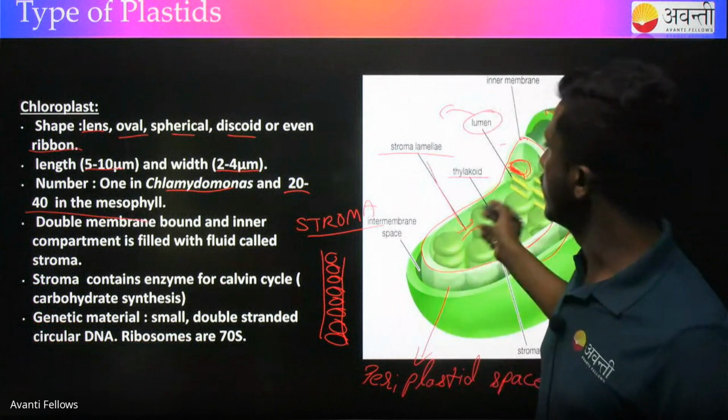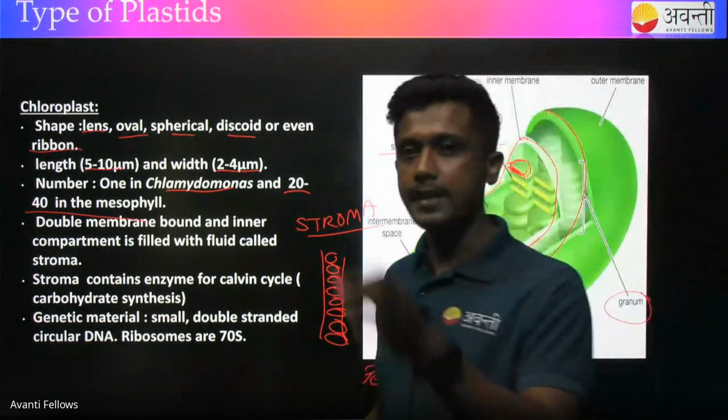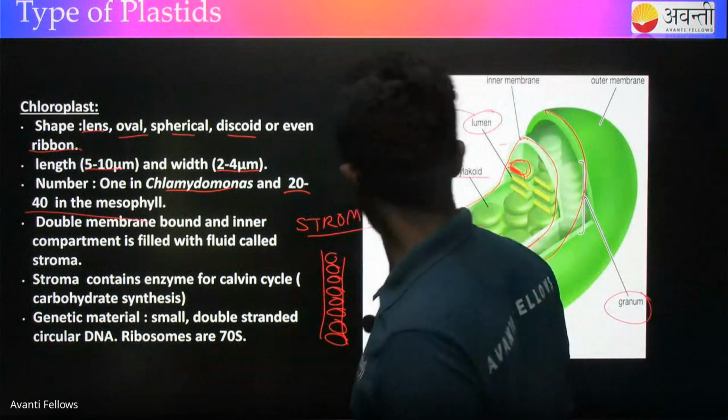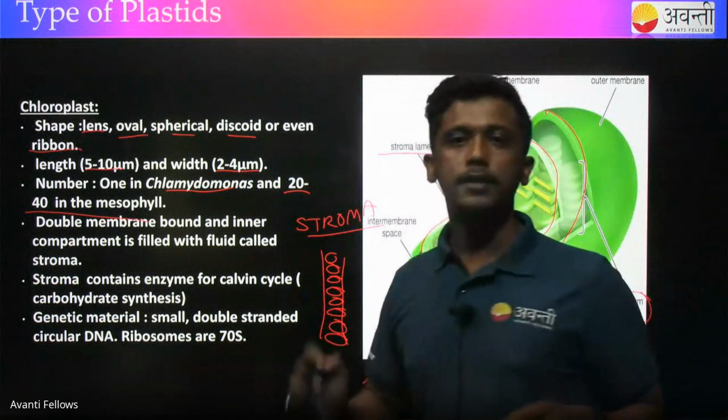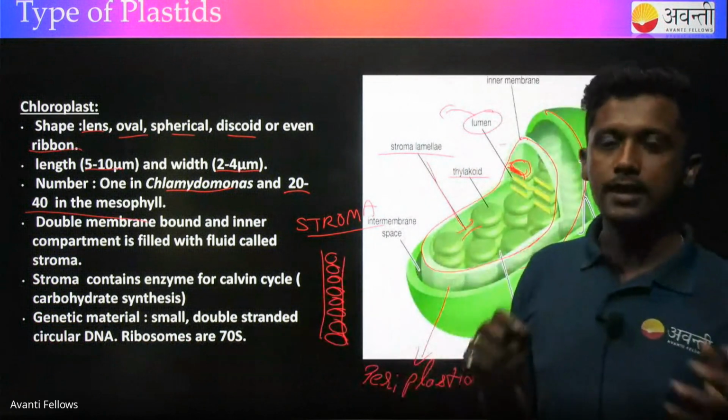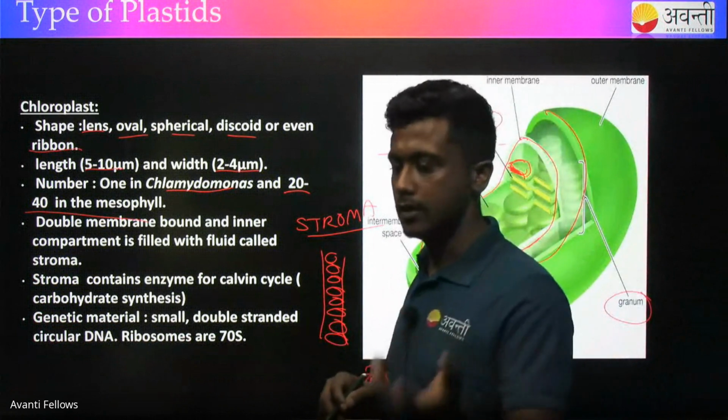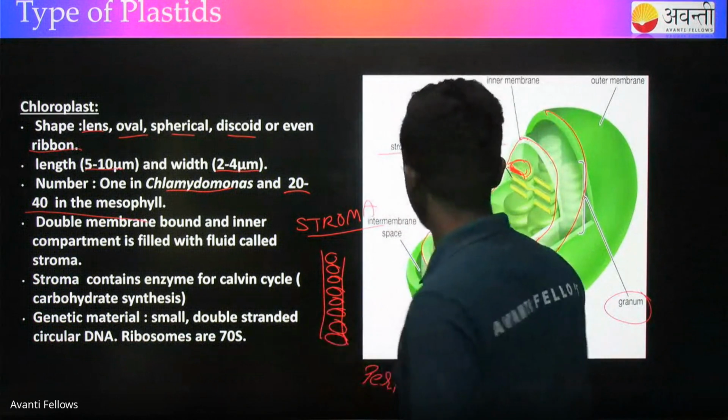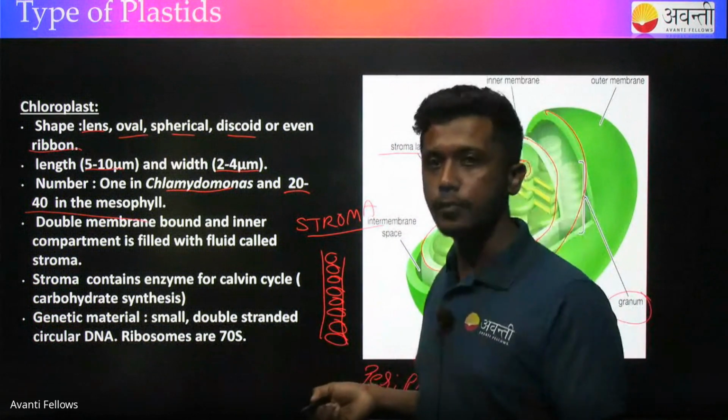The thylakoid and the stromal lamellae participate in the light reactions of photosynthesis. Whereas the stroma contains all the enzymes and the necessary things for the manufacturing of carbohydrates and proteins.